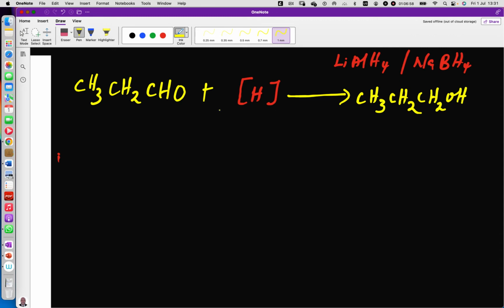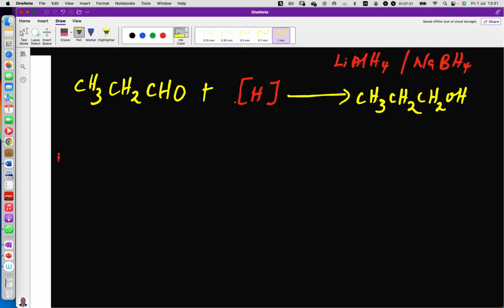So what we need here is, how many hydrogens have been added? We have to add 2 hydrogens here. There are 2 hydrogens that are needed for this.